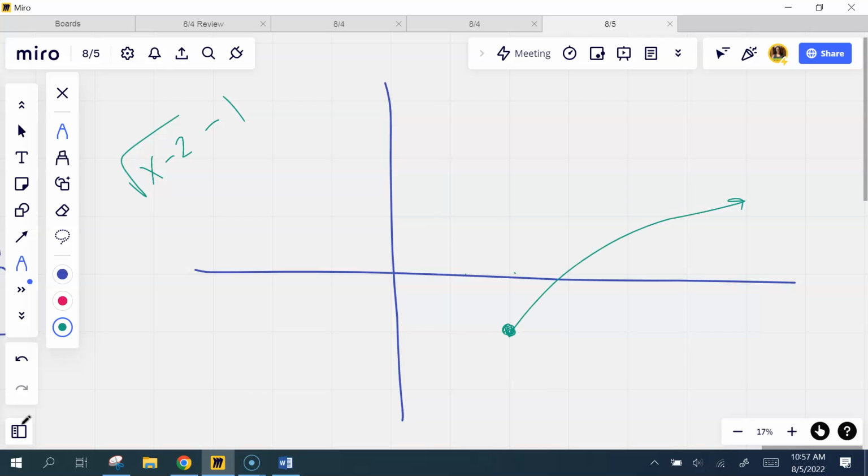This is what the graph of the square root of x minus 2 minus 1 looks like. You don't have to know that. I just wanted you to know there was an equation.